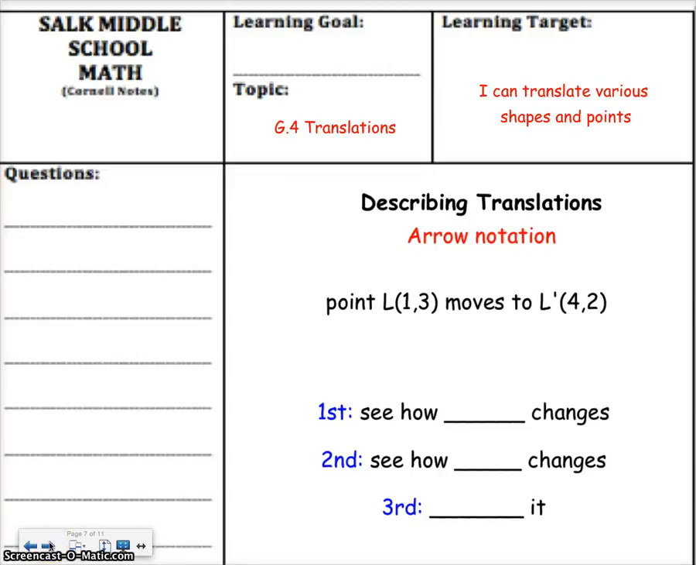Translation. What you can do after today is pull everything together. That means you're going to be able to translate an image on a coordinate plane, and then you're also going to be able to describe translation using what's called arrow notation.